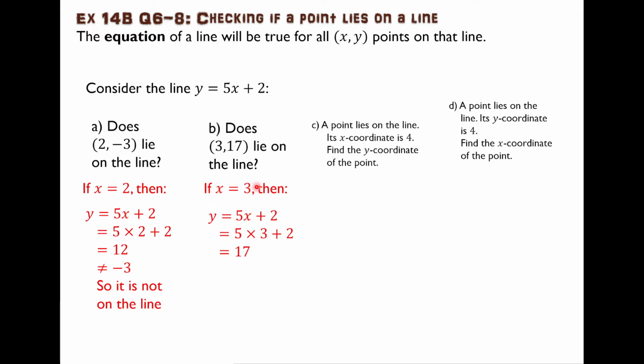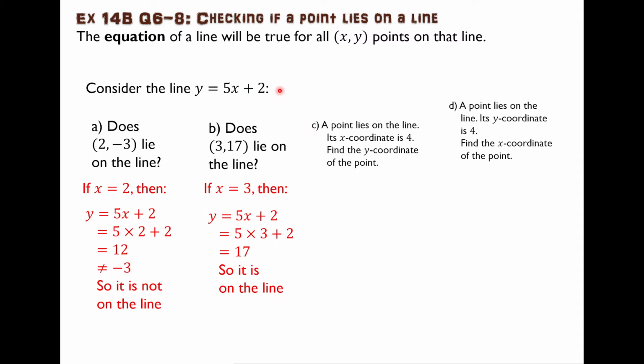So if x is 3, then y would be 17. That matches this point. So it is on the line. This point makes that equation true. Therefore, this point would be on that line if we graphed that line.